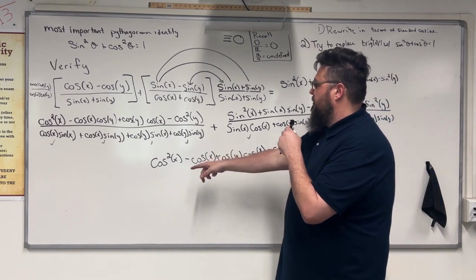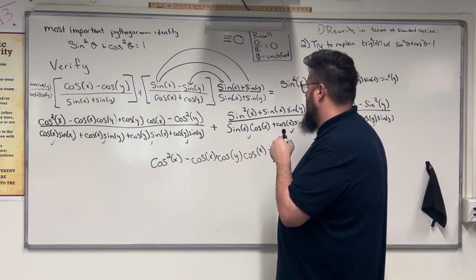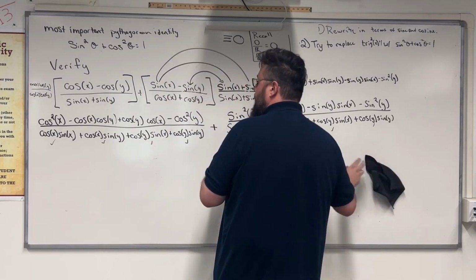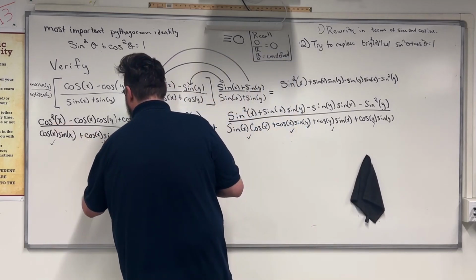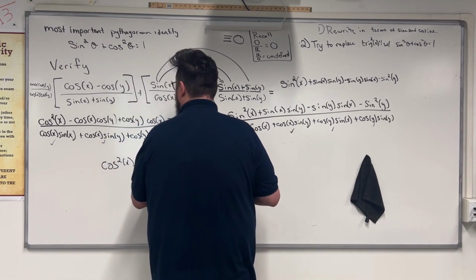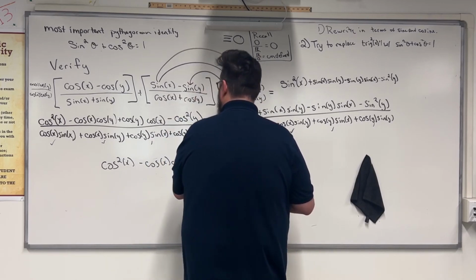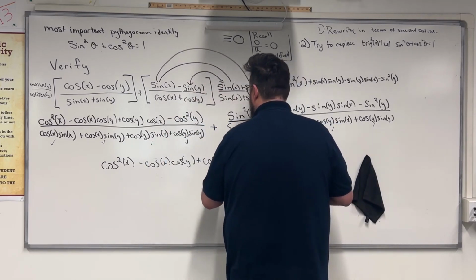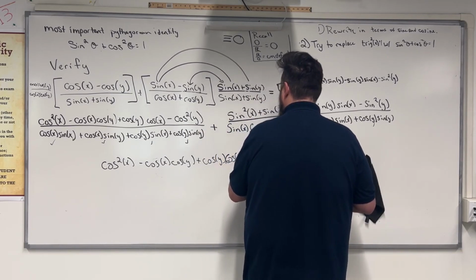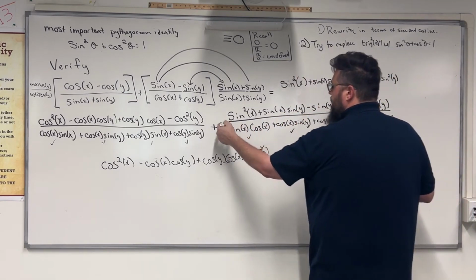So let me double check. Cosine squared x minus cosine x cosine y. I missed something. Let's start it over instead of me talking about being cozy. Cosine squared x minus cosine x cosine y plus cosine y cosine x minus cosine squared y. And now that I've recopied that, I'm going to join these.